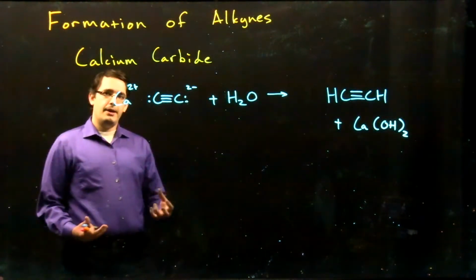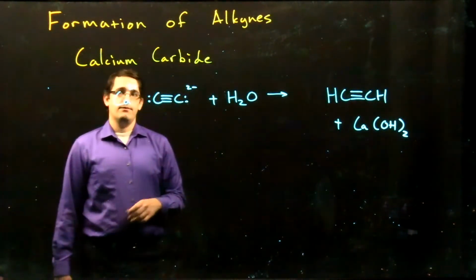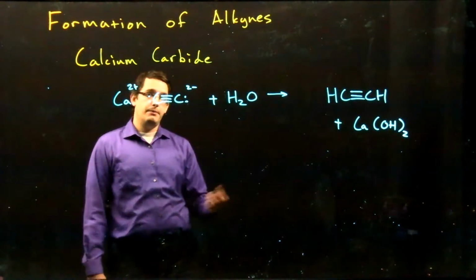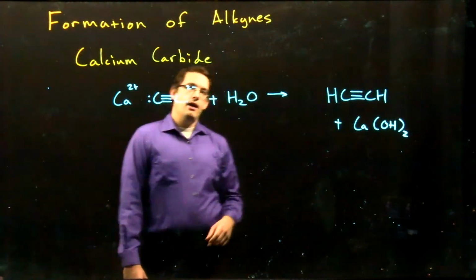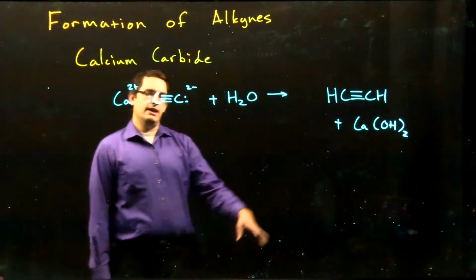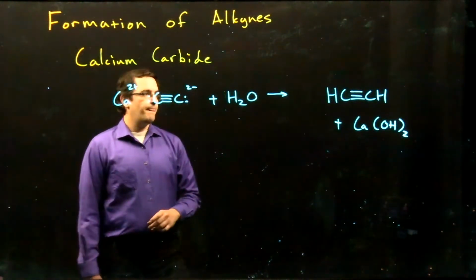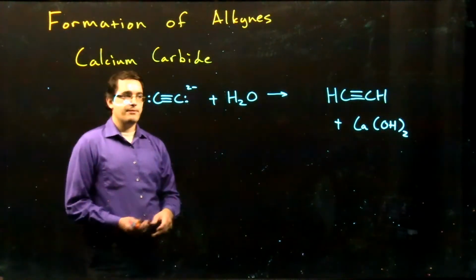This calcium carbide reaction can be used to create large quantities of acetylene. This is how acetylene is generally produced in industrial settings. And of course, that acetylene can also be used to make a variety of other alkynes, as we've seen with our alkylation reaction. So this is a very useful way to produce large amounts of acetylene.